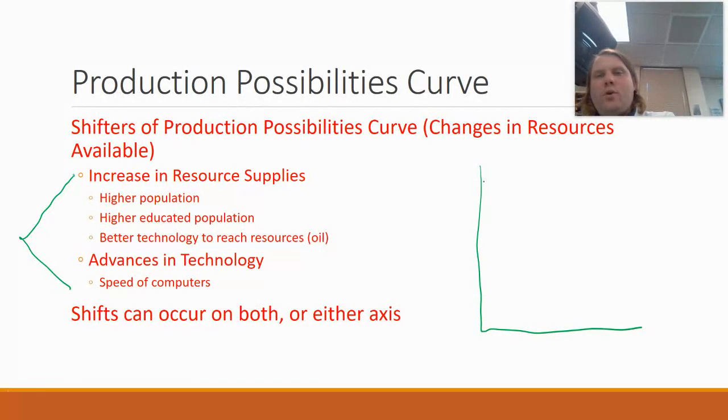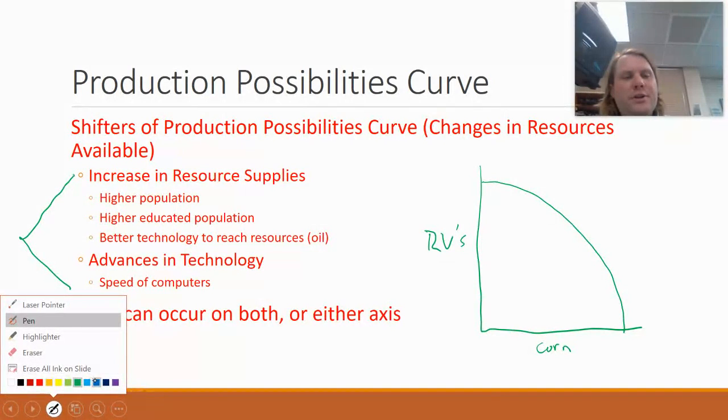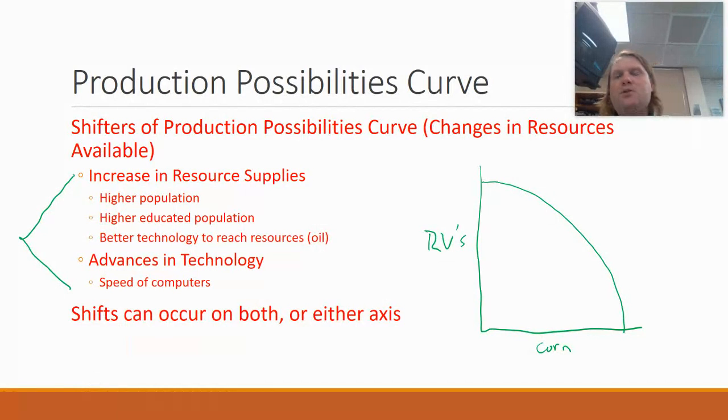So, if we're going to shift our curve here, let's use RVs again, and let's use corn again. If these things change, so let's say, for example, our population increases. Okay, so now we have more people. Well, if our population increases, we're going to assume that we're going to change corn to shoes.